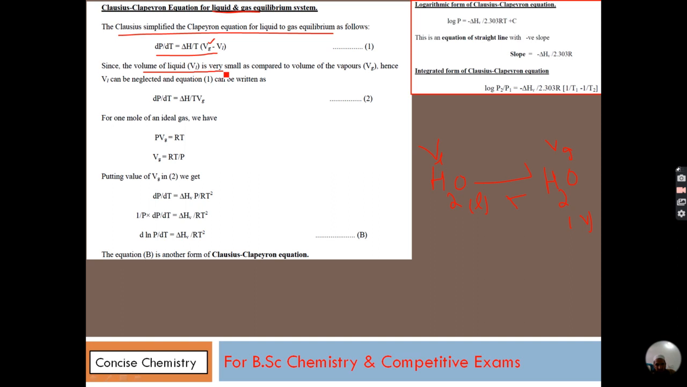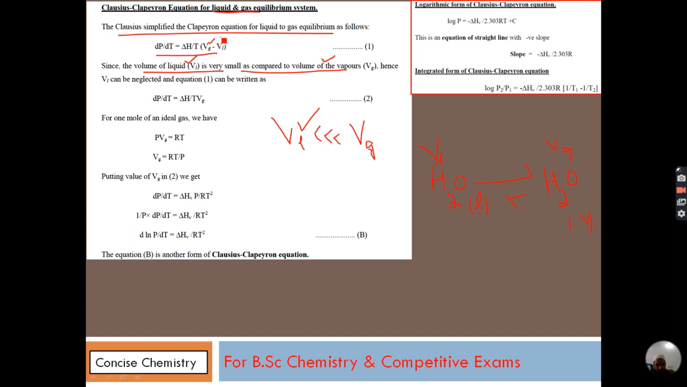Now since the volume of liquid is very small as compared to the volume of vapors, if we take a given 1 mole of substance, then we will compare the volume of the same substance in the liquid phase and the volume of the same substance in the vapor phase. So obviously in vapor the molecules are far apart, so the volume is very large. So that means the volume of the liquid is very, very small as compared to the vapors. So the volume of the liquid is very, very less than the volume of your gas. So that means this can be neglected.